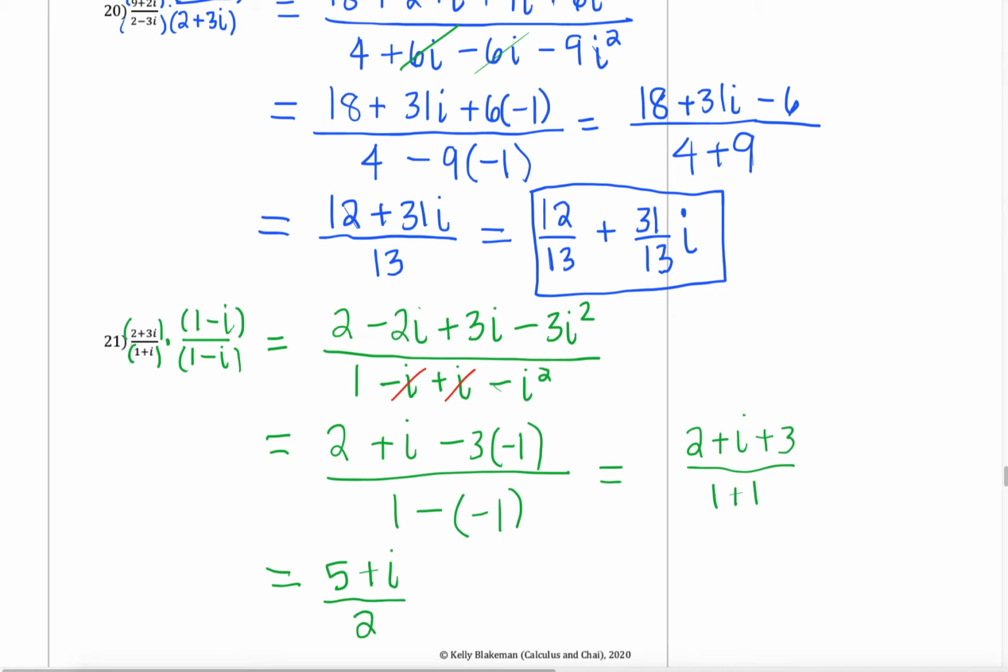Our last step here is to rewrite it in the form a plus bi. So our a is going to be 5 over 2 plus our b term is going to be a 1/2 since the coefficient on the i is actually a 1, and then times that i. And that will be our final answer for this guy.